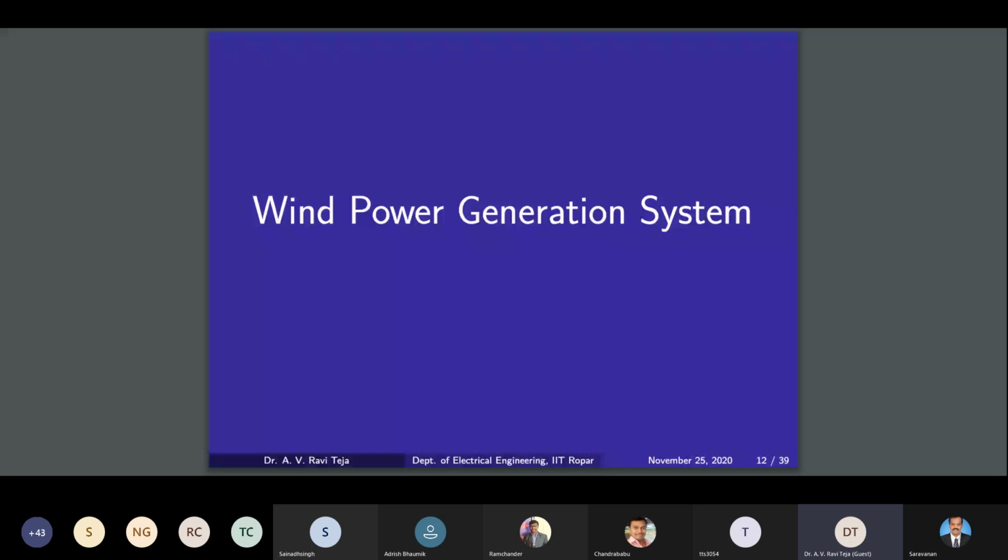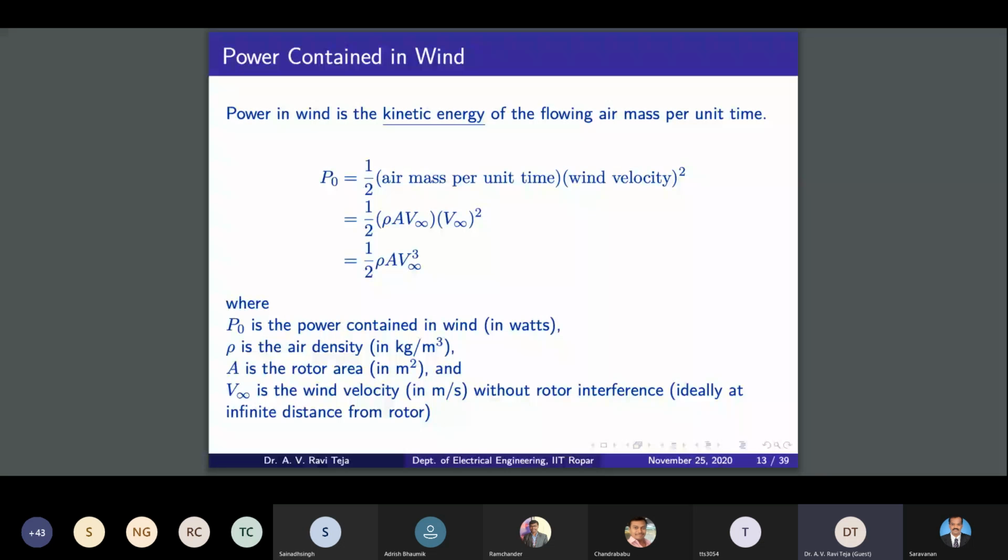For that, because this is a mechanical thing, we will start from the beginning. From wind, I want to get power. For that, I have to know how much power is available in the wind. The power available in the wind is in the form of kinetic energy, that is, half air mass per unit time into wind velocity square, which is nothing but half rho A V infinity cube, where rho is the air density.